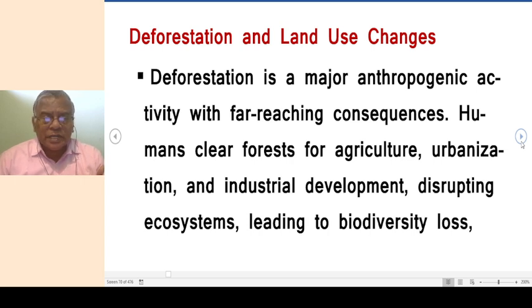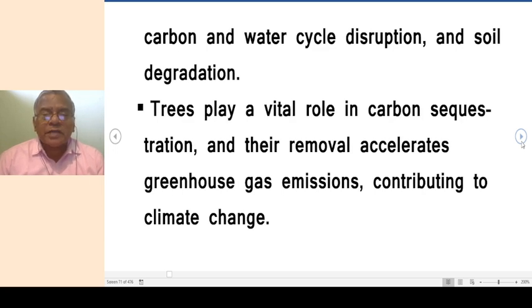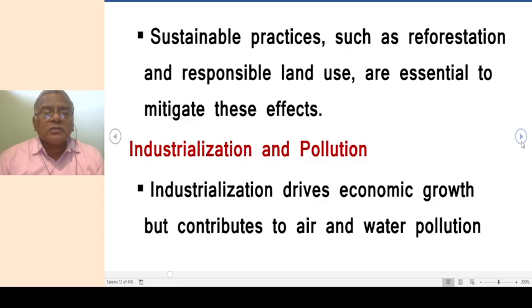Deforestation and land use changes. Deforestation is a major anthropogenic activity with far-reaching consequences. Humans clear forest for agriculture, urbanization, and industrial development, disrupting ecosystems, leading to biodiversity loss, carbon and water cycle disruption, and soil degradation. Trees play a vital role in carbon sequestration, and their removal increases greenhouse gas emissions, contributing to climate change. Sustainable practices such as reforestation and responsible land use are essential to mitigate these effects.